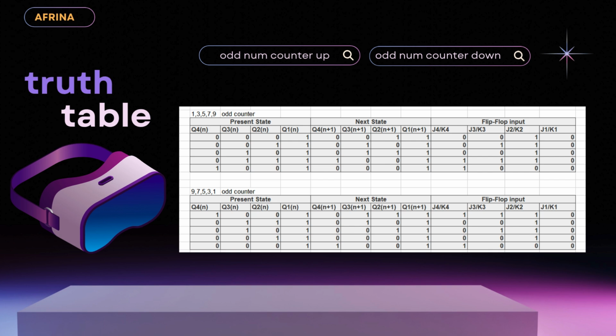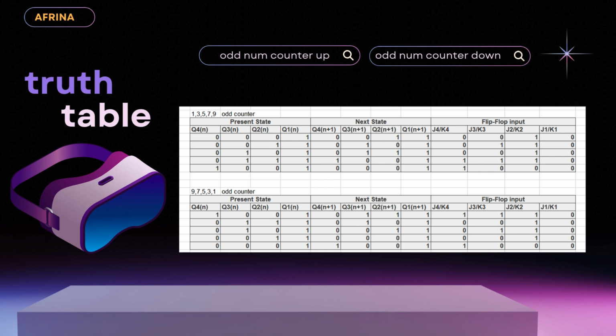This is the truth table for an odd number counter. It counts up and down using odd numbers 1, 3, 5, 7, 9. Each number is shown in binary form. The table shows how the output changes with each clock pulse.